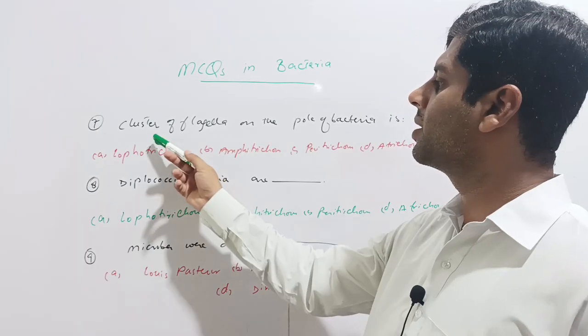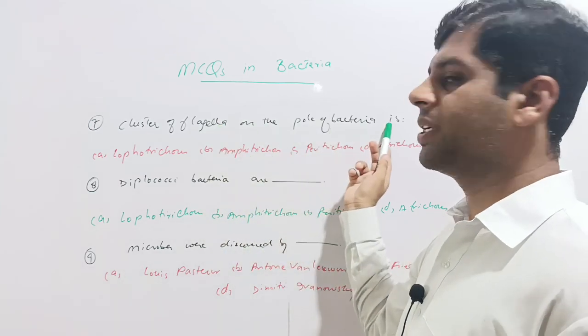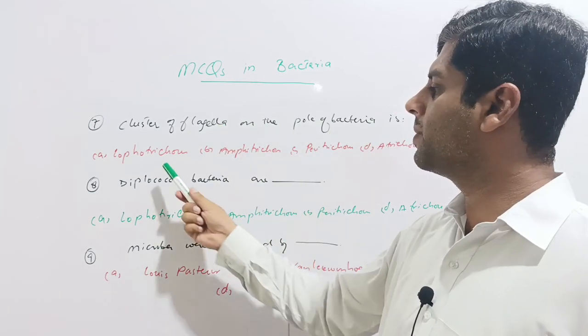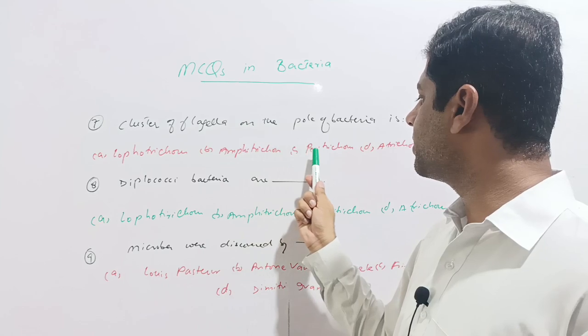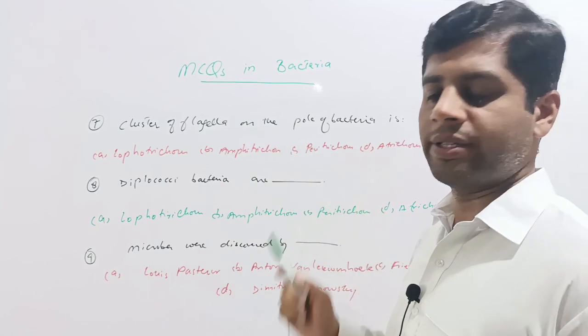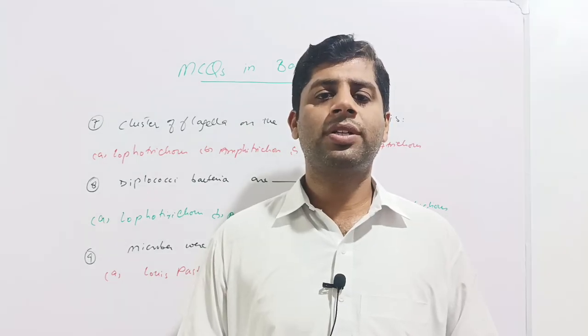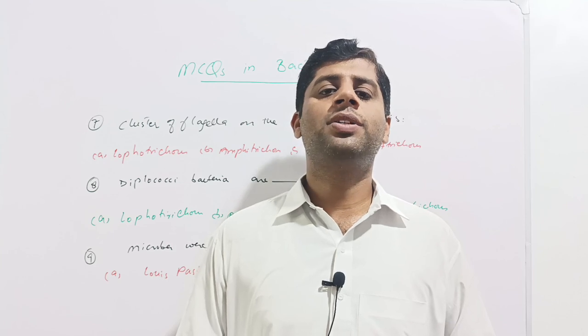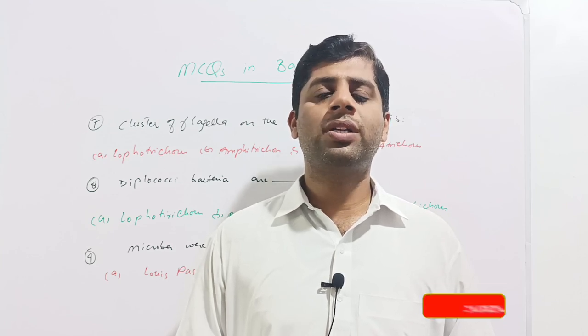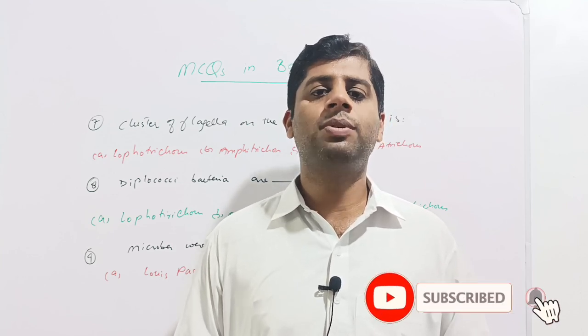So the next question is, cluster of flagella on the poles of the bacteria is called. Given options are Lophotrichus, Amphitrichus, Peritrichus, or Atrichus. As we know that the flagella are present in the motile bacteria, and these may be present at one side or both sides. Flagella may be present throughout the cell of the bacteria, or these may be absent.